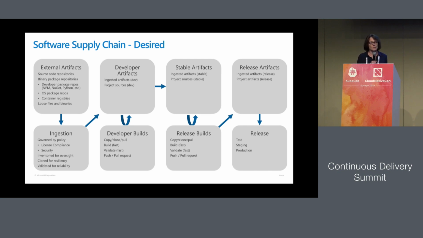And as we've been out speaking with teams, what we've defined is our ideal flow, something like the above, where external artifacts come in at the top left, and those might be source code from source code repositories, binaries from package repositories, operating system repos, container registries. It could even be loose files and binaries. And ideally, those would all come through a kind of ingestion process.